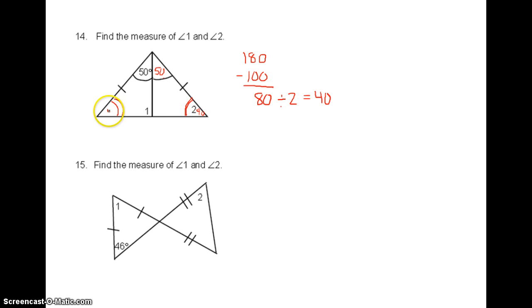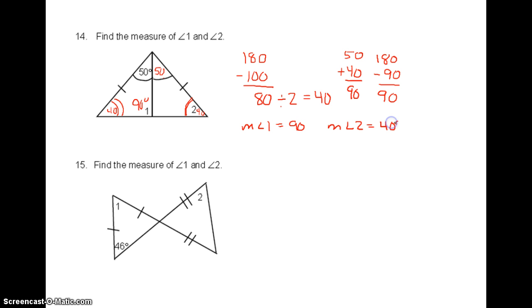And angle over here is also 40. Now we need to find a measure of angle 1. Well, we've got 50 plus 40 already, so 50 plus 40 equals 90. Subtract 90 from 180. That gives me 90 for the measure of angle 1. So this is 90 degrees. Measure of angle 1 equals 90. Measure of angle 2 equals 40 degrees. And those are your answers for number 14.